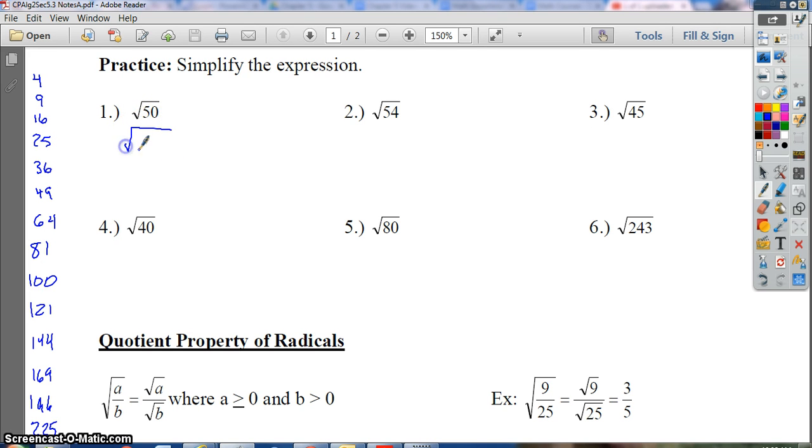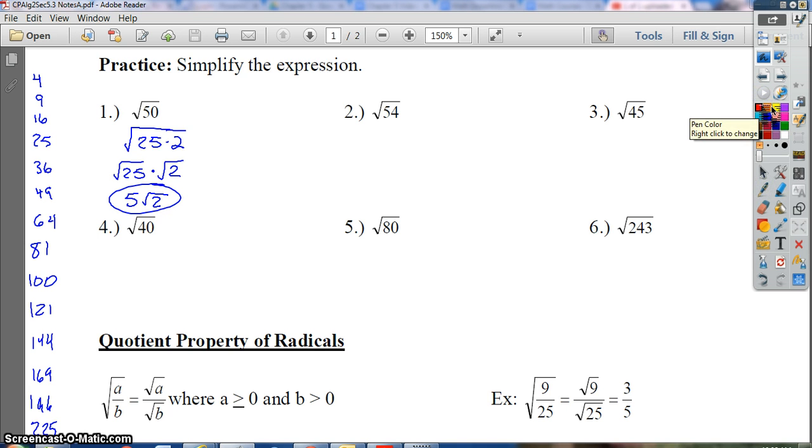So when you look at 50, 50 is not on here. But 25 goes into 50 twice. So I know 25 times 2 is 50. I then also know I have the square root of 25 times the square root of 2. The square root of 25 is 5, so I'm left with 5 root 2. Voila.